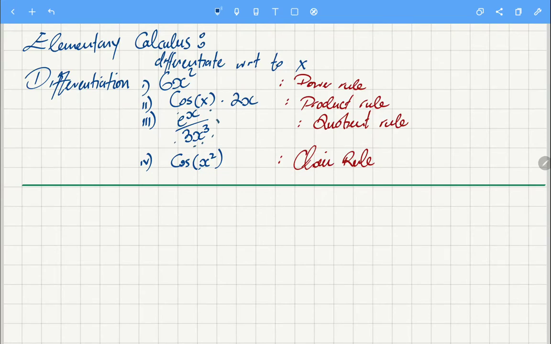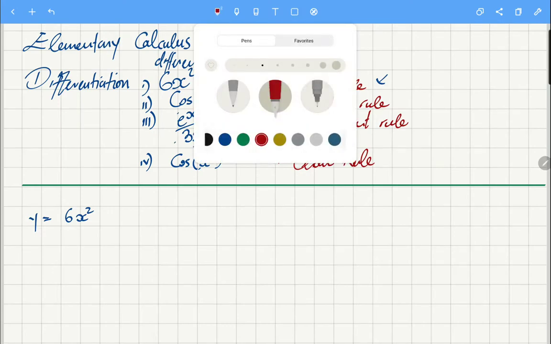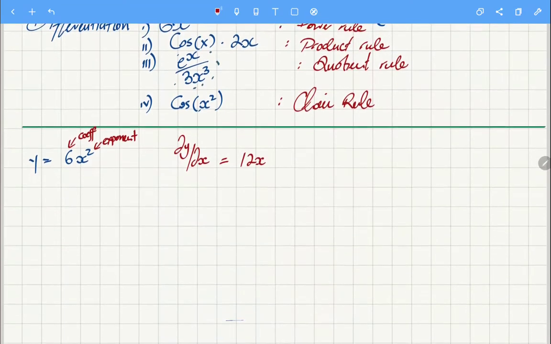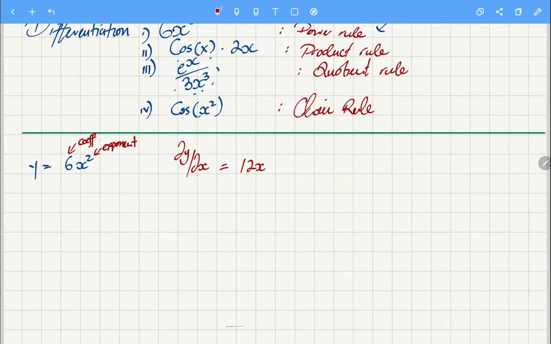Okay, so my first function is y equals 6x squared, and we're going to use the power rule for that. So with the power rule, you multiply the coefficient by the exponent. Then once you've done that, you subtract 1 from the exponent as well. So my dy over dx is 12x. So that's the first derivative, and you can also further differentiate that as well. So the second derivative will be 12 anyway.